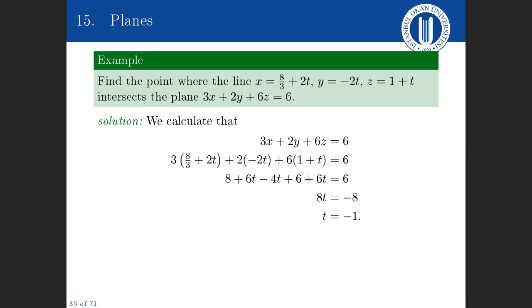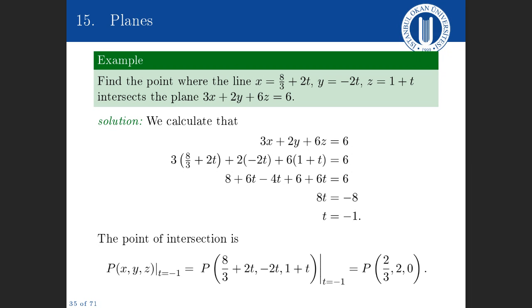So the line intersects the plane at the point on the line when t is equal to minus 1. With this information, we can write down the point of intersection. The point of intersection is the point x, y, z when t is equal to minus 1. So we take our equations at the top: x is 8 over 3 plus 2t, y is equal to minus 2t, z is equal to 1 plus t, and we replace t by minus 1, and we find that the point is 2 over 3, 2, 0.